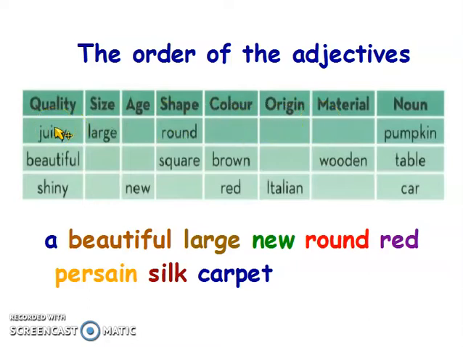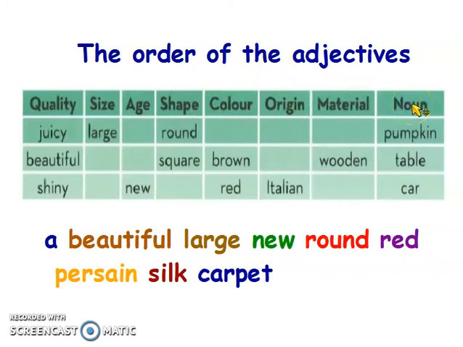We start with the quality. Quality, we said, describes the kind of the place, the person or the thing. For example, juicy, beautiful, shiny. Then we have the size, age, shape, round or square, color, origin, material, and the last thing we have the noun.